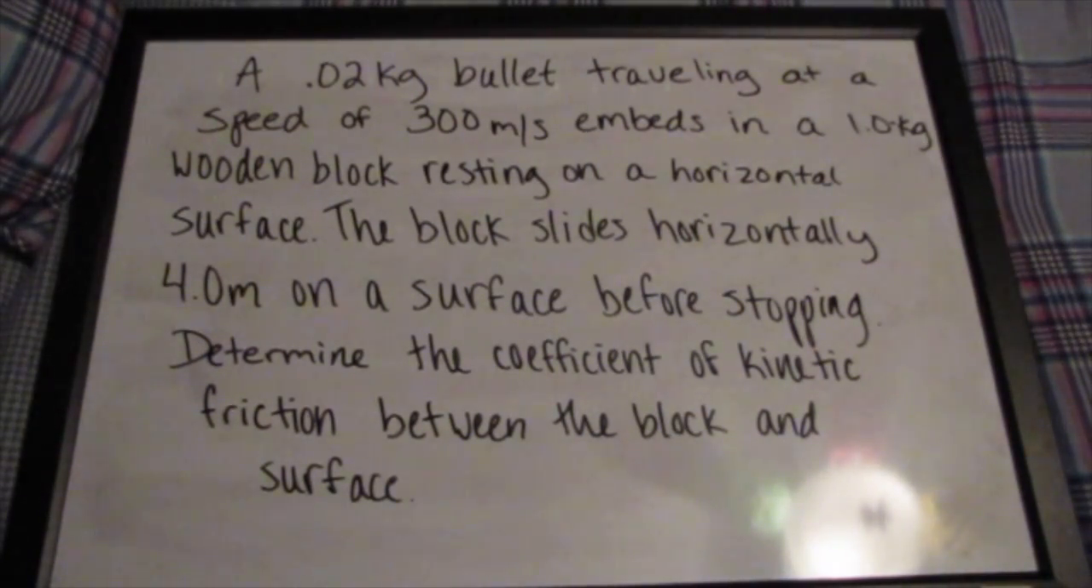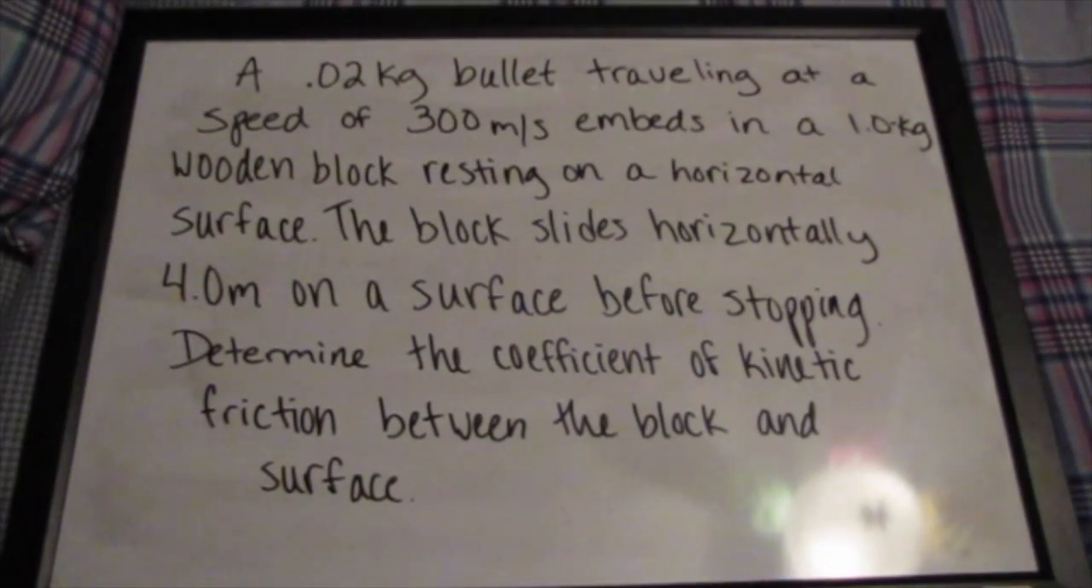So, what we do in our physics class is we read the problem 3 times. First, to understand it. Second, to really comprehend what it's saying. And third, to get the information we need to solve the problem. So we're going to read it again together one more time.